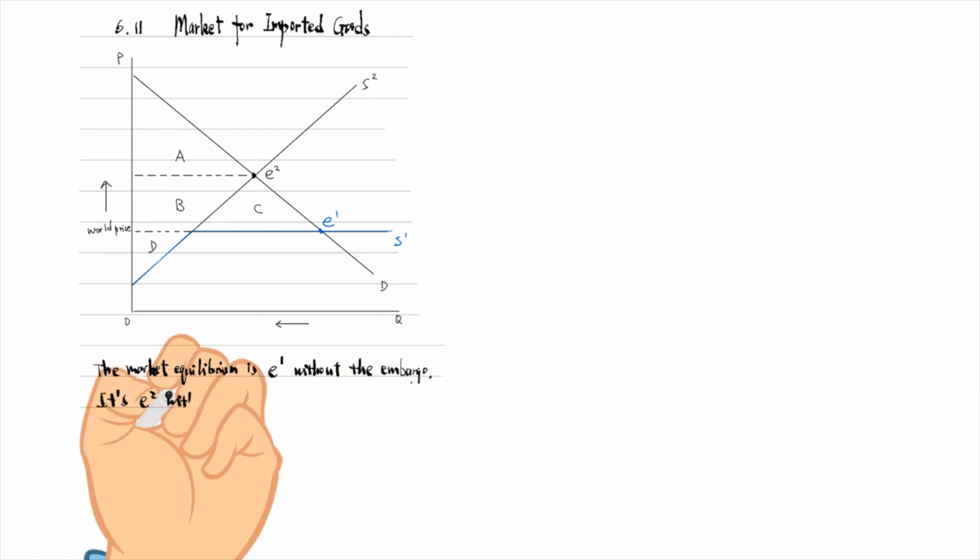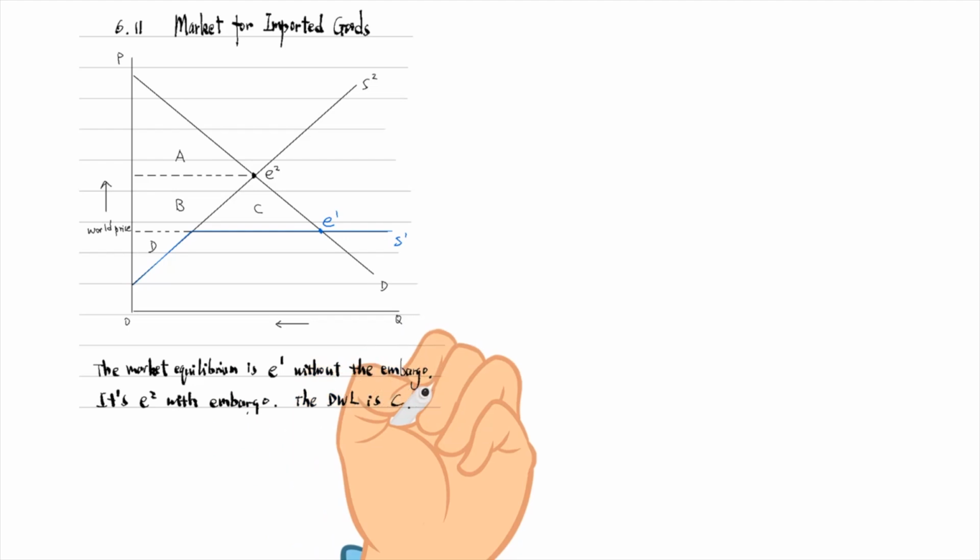The equilibrium is E2 with the embargo. It is the intersection of the domestic demand curve and the supply curve S2. The market price increases and the quantity reduces. The consumer surplus falls, but the domestic producers benefit from the embargo. The society as a whole loses. The deadweight loss to society is the area of C.